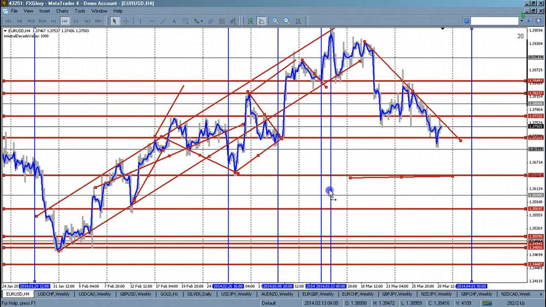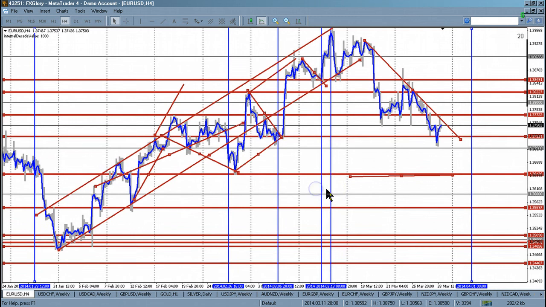Now, if you look at the middle of the week, here's the node from last week. Here was the swap zone.